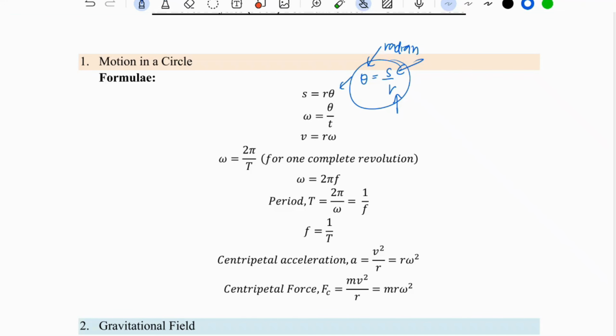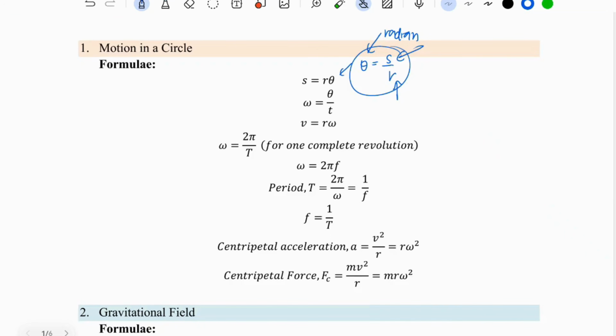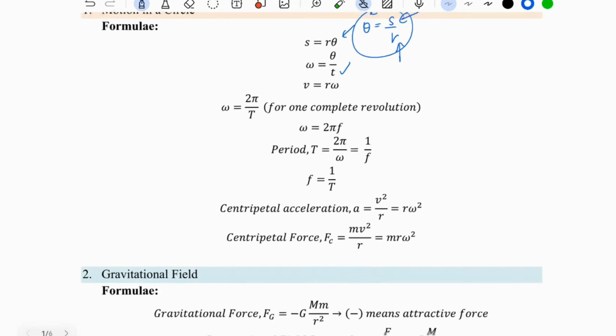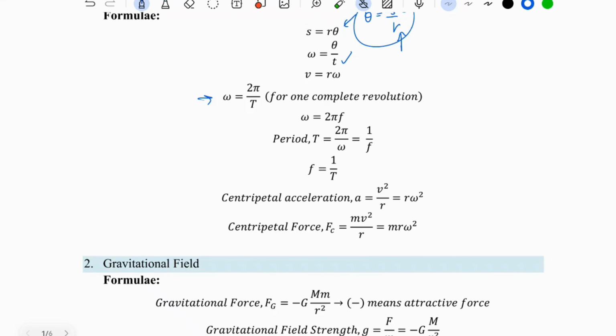Okay. Next one is angular velocity, which is the angle turned through per unit time. Then we have v equals r omega. Then we have omega, which is the angular frequency, equals 2 pi over T for one complete oscillation. I say one complete oscillation because one cycle is 2 pi, right? One complete cycle, so that is why it's one complete revolution. Then another way to define angular frequency is 2 pi f, because f equals 1 over T. So when you sub in f with 1 over T, you'll get 2 pi f.